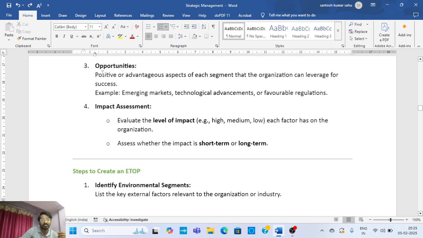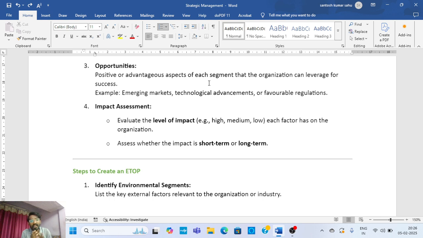Just opposite to that is opportunities. Okay, it means listing out the positive or advantageous aspects of each segment that the organization can leverage for success, right. For example, an emerging market, advancement of technologies, and favorable regulations. Okay, all these things create one type of opportunity for the firms.